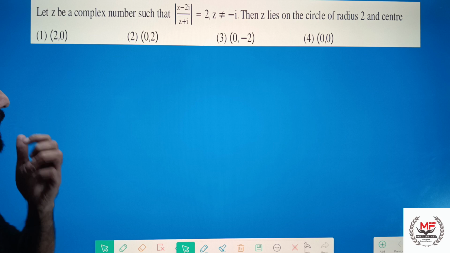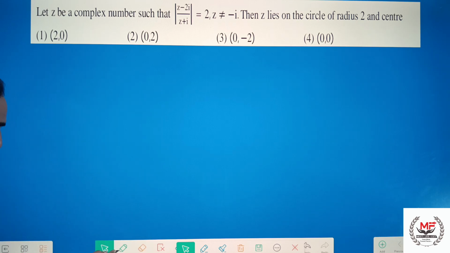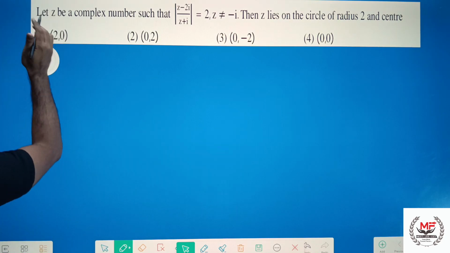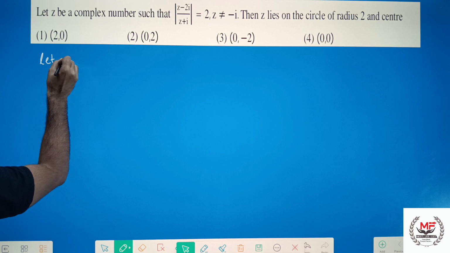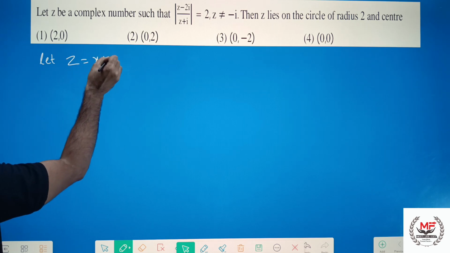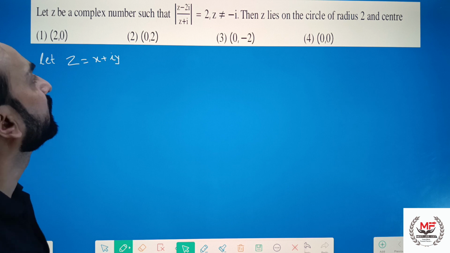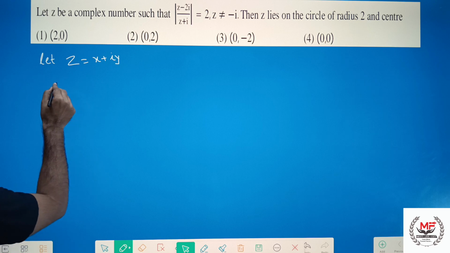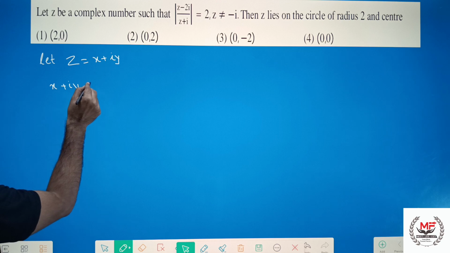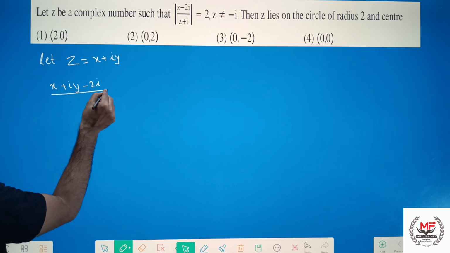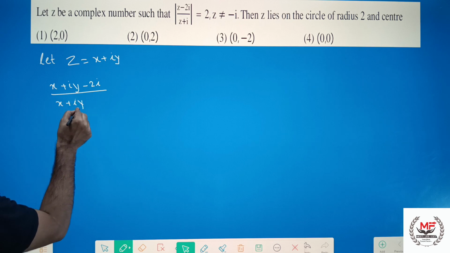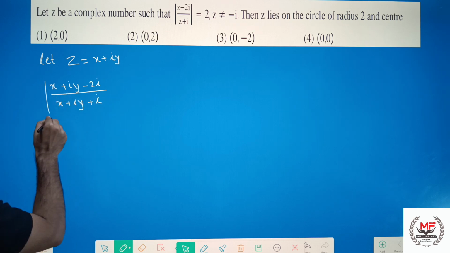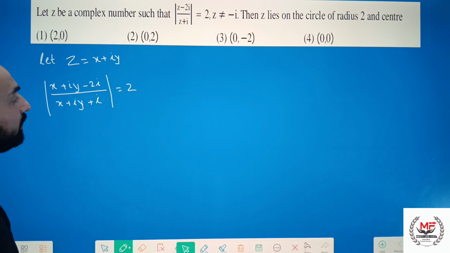We can solve this question by letting z be equal to x plus iy. So in place of z here, we can write x plus iy. So let's see what I can write here: (x plus iy minus 2i) divided by (x plus iy plus i), and this is the mod. Mod is equal to 2, right?